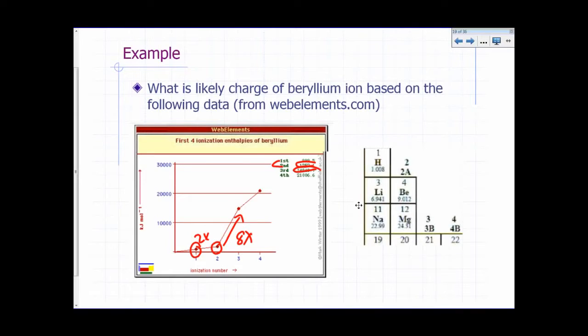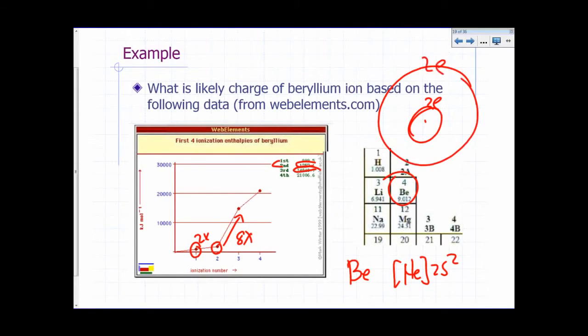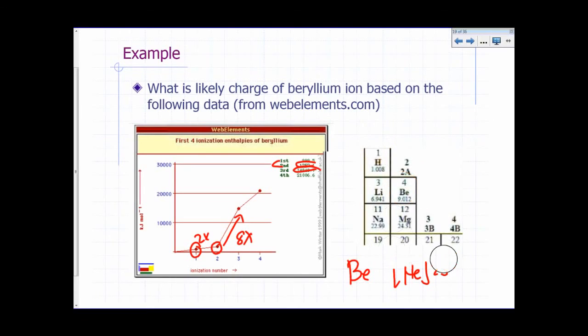So with beryllium, you'd expect this after it's lost the second electron. If you remember, beryllium comes after helium, so it's got a helium core 2s2. So it has 2 electrons in the core and then those 2 electrons on the outside. After you've removed those 2 electrons from the outside, the next electron is going to be extremely hard to remove. So that explains why atoms tend to acquire a noble gas-like configuration when they form cations.